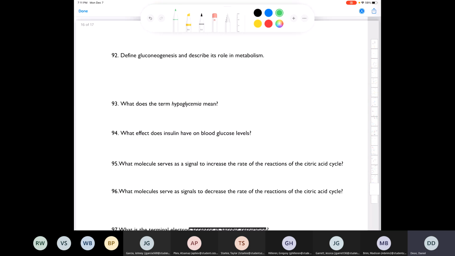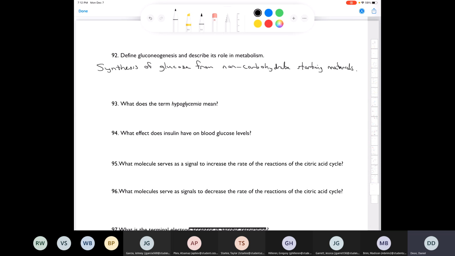Define gluconeogenesis and describe its role in metabolism. So gluco means glucose, neo is new, and genesis is making. So it's a pathway that results in the synthesis of glucose from non-carbohydrate starting materials.